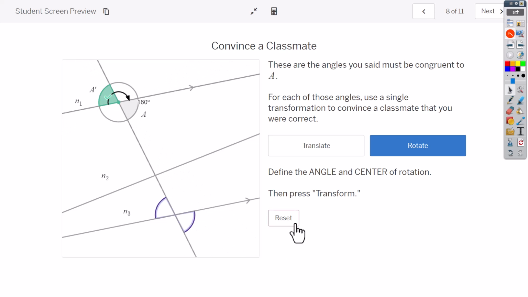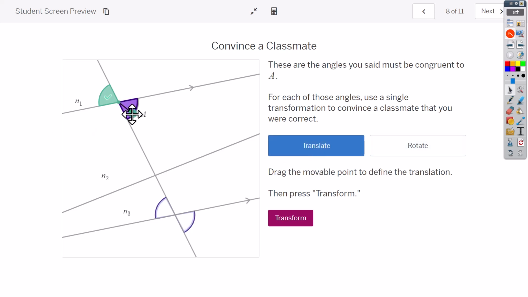The two with the other parallel line down here are going to be a little bit different. To map angle A onto this angle, I'm going to translate. Let me just translate from the vertex of angle A all the way down to the vertex of this angle and see if that works. And there it goes. It's going to slide right down there to the corresponding angle on the parallel line that goes with it. That leaves just one more.